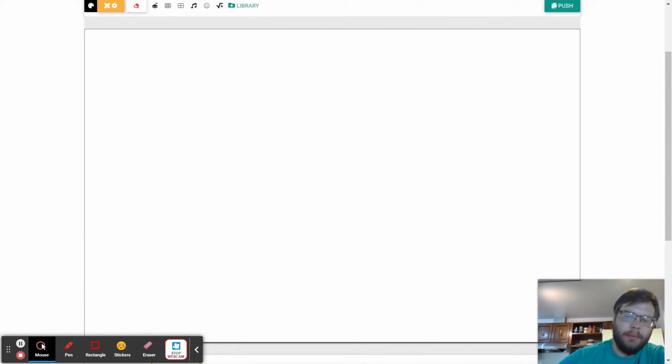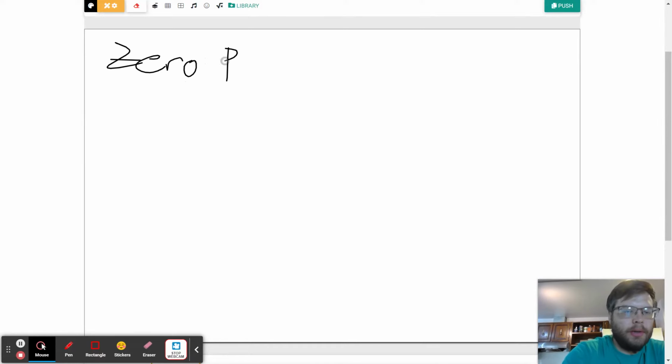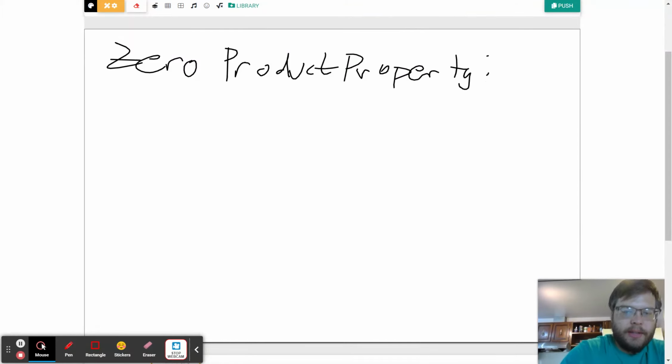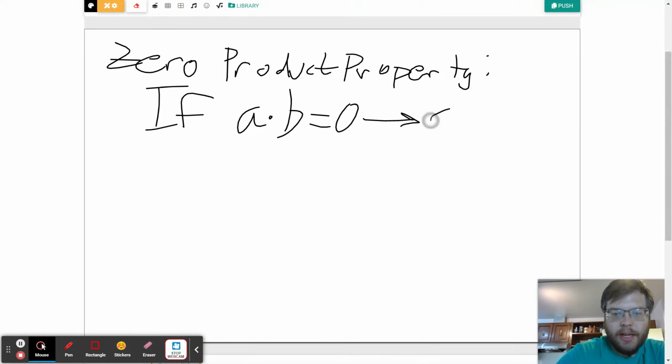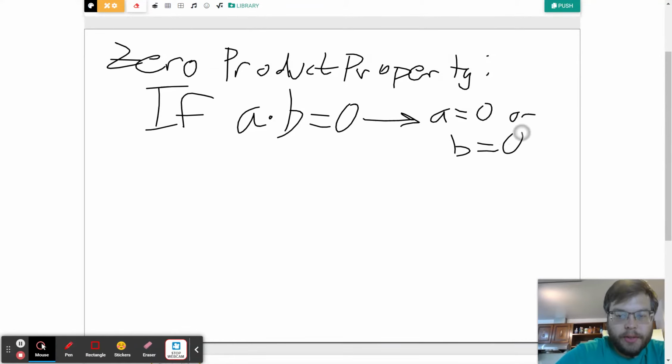And that is the zero product property. If you want me to write it out, the zero product property is this idea that if two numbers, a times b equals zero, then you know that a equals zero or b equals zero. That's the only way it works.